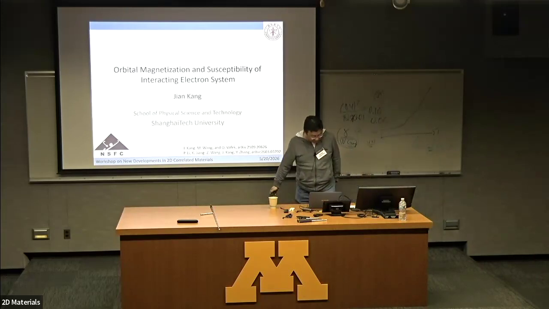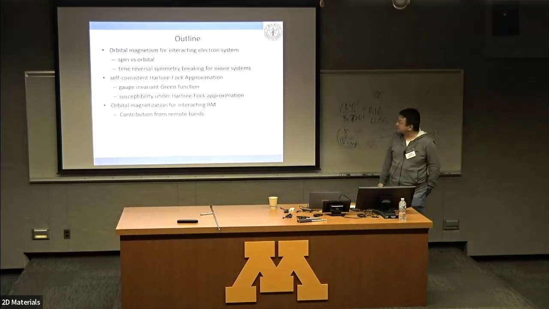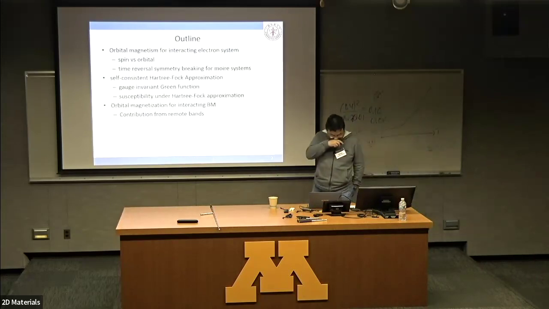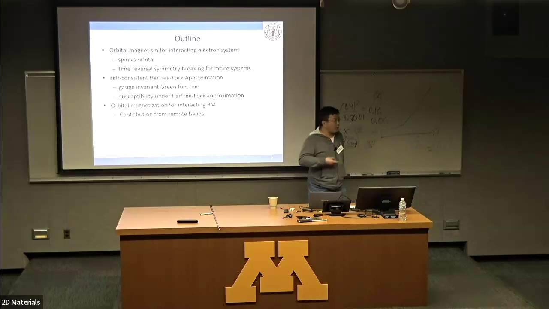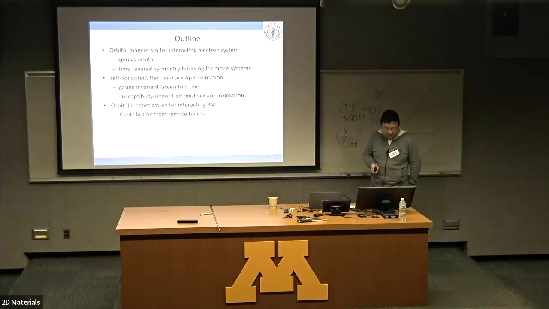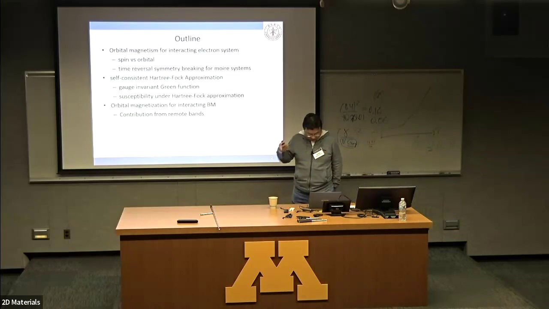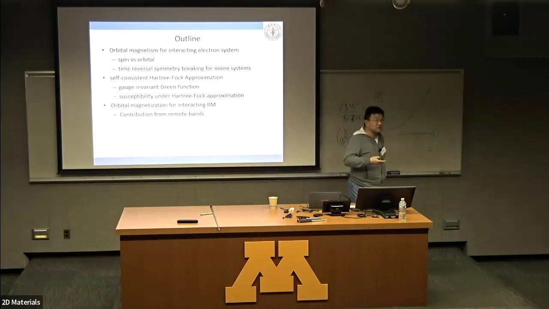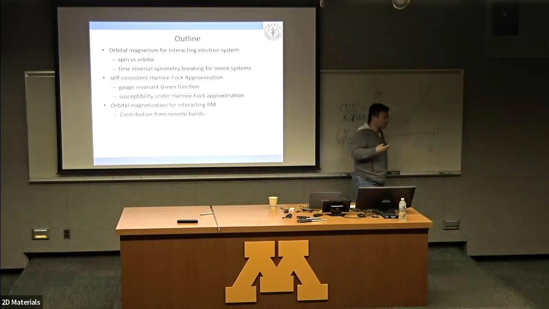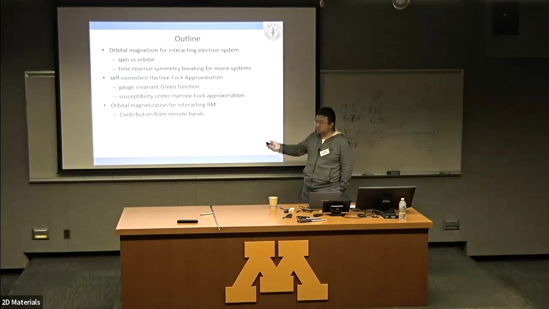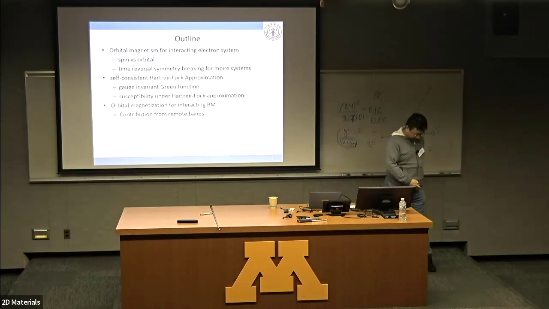First, I would like to say a little bit about the outline of my talk. First, I will talk about the motivation for doing this project: why should we care about orbital magnetism for interacting systems? Then I will talk about the formula and derivation of the orbital magnetization and its susceptibility. Finally, I also want to apply these formulas to study the orbital magnetization for the interacting PM model.